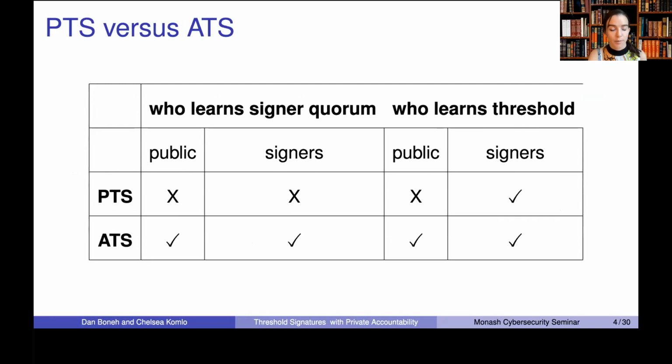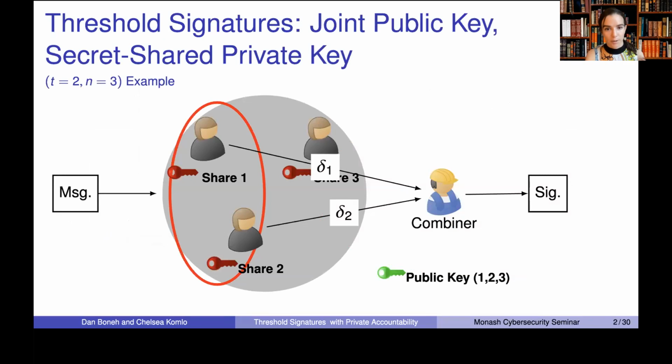So for PTS, once that signature is issued, who learns the signing quorum and the threshold is only the signers. So the signers themselves know the threshold. If we go back and look at the scheme, basically, if you're one of the signers, you know that 2 of 3 are required in order to sign. So we can't really hide that information. But what we can hide once that signature is issued is who participated in signing. So for PTS, if you're signer 3, for example, and you look at the signature, here by process of elimination, you would know signers 1 and 2 participated. But if there are more signers, you wouldn't be able to tell.